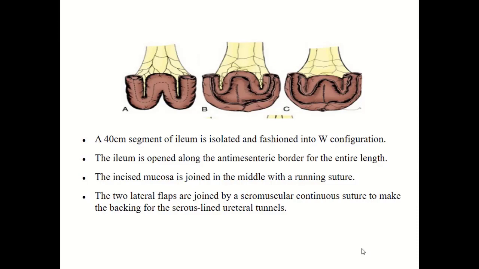A 40 centimeter segment of the ileum is isolated and fashioned in the W configuration. The ileum is opened along the anti-mesenteric border for the entire length. The inside mucosa is joined in the midline with a running suture. The two lateral flaps are joined by a seromuscular continuous suture to make the backing of the serous-lined ureteral tunnel.